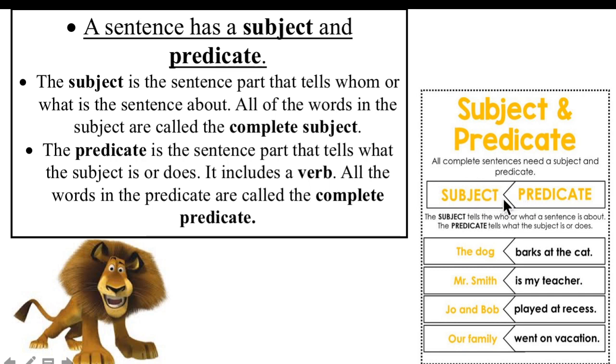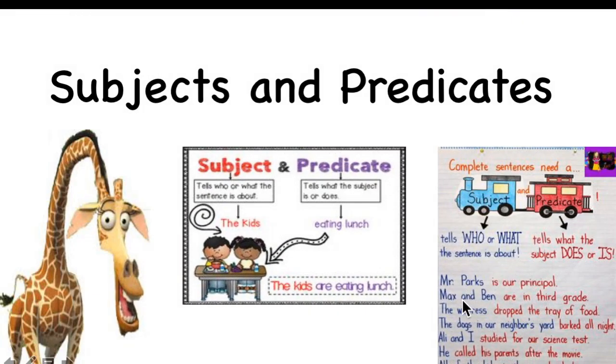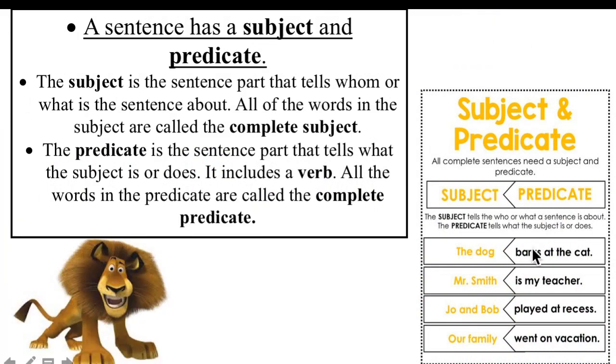So, please, subject and predicate form a sentence together. If one of them is missing, then the sentence is not complete, okay? Subject is mostly at the beginning of the sentence, as you can see here, or in the previous page. Not always. If it's a question, then it's a little bit changed. Predicate follows the subject, and predicate begins with the verb. See, bark is a verb, played is a verb, went is a verb. So they begin with verb, action words.